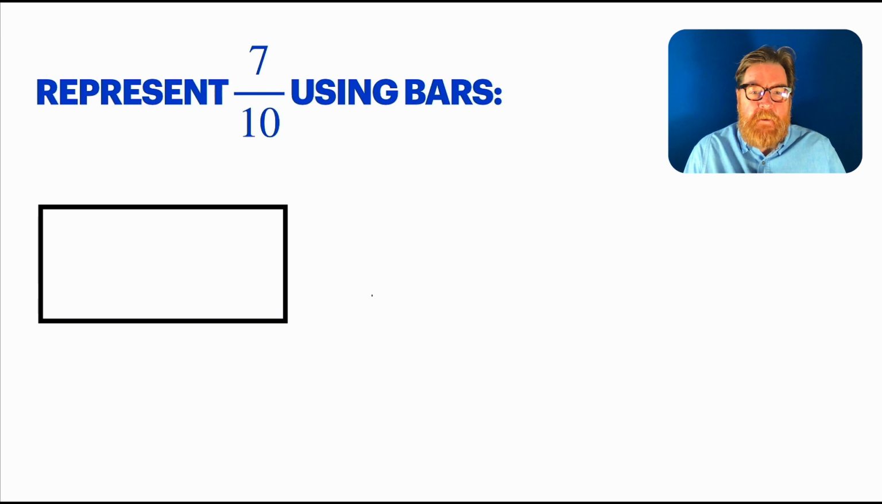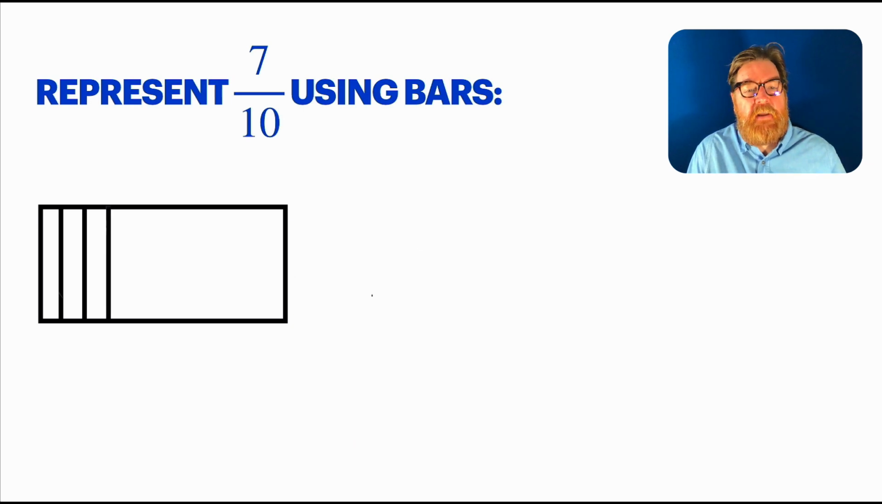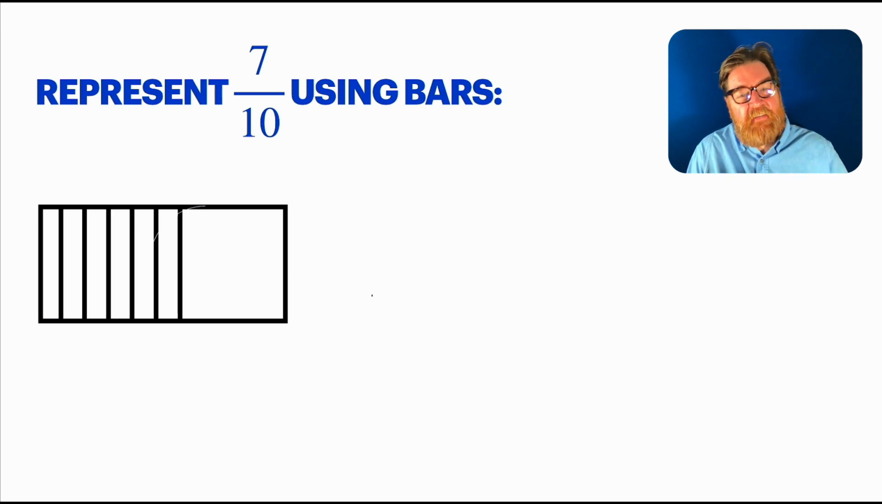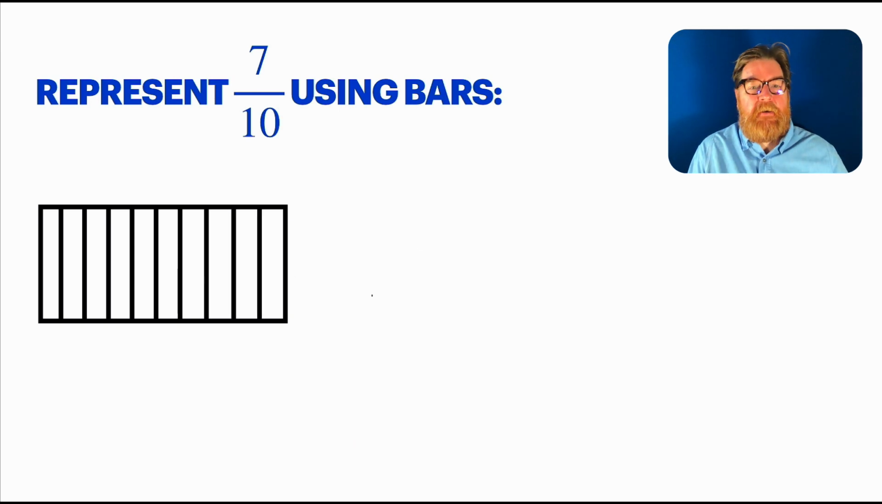Take that bar. What do we need to do? Well, we need to break it into 10 equal pieces. Now that's hard, okay? So do your best drawing it by hand. I'm going to cheat a little bit. I'm going to use the computer to help me draw it, but just take your time. 10 equal pieces, right? We're talking tenths. There it is. And how many do I need to shade to represent 7/10? You got it. 7 of them. There is 7/10. Nice job. Okay.